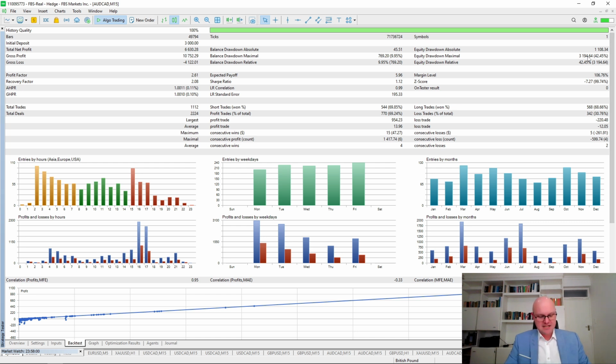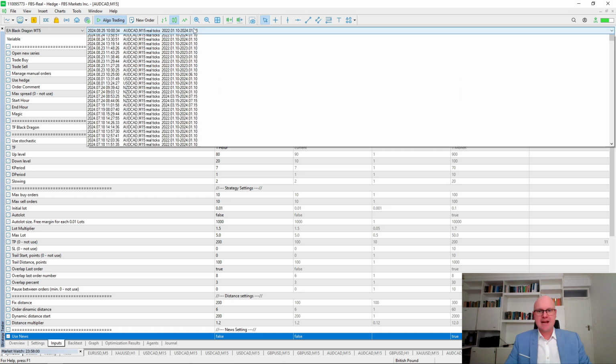Now we generated a total net profit of $6,000 and our drawdown is down $300 to 31. We still placed above 1,000 trades, with 1,112 trades and a profit factor of 2.60. So this is the example of using the aggressive option with two modified stochastics and the modified Black Dragon indicator.